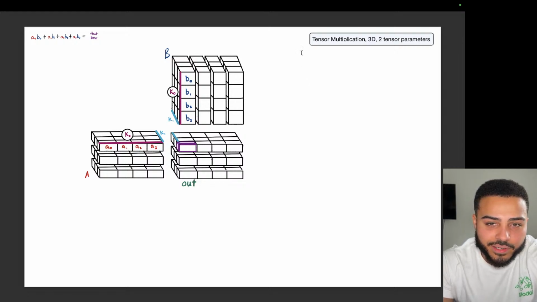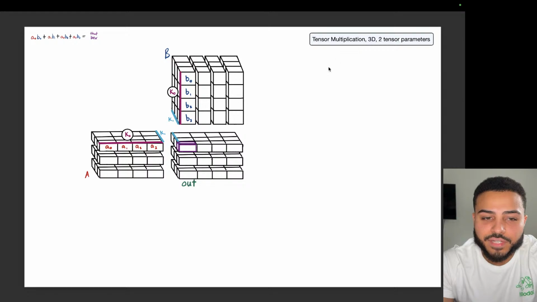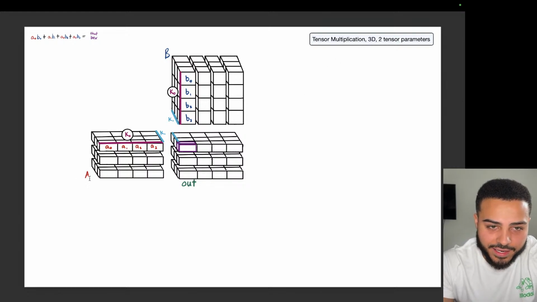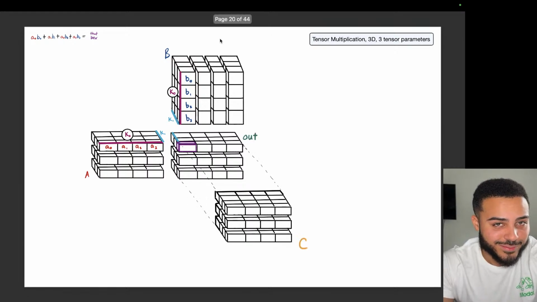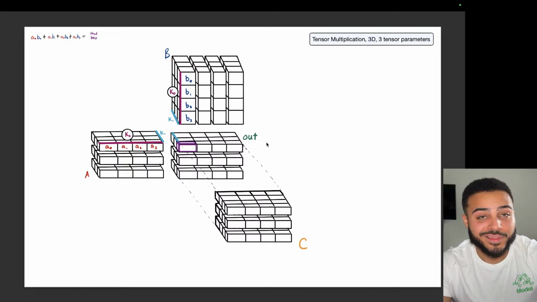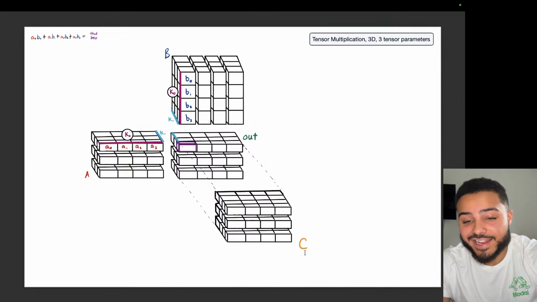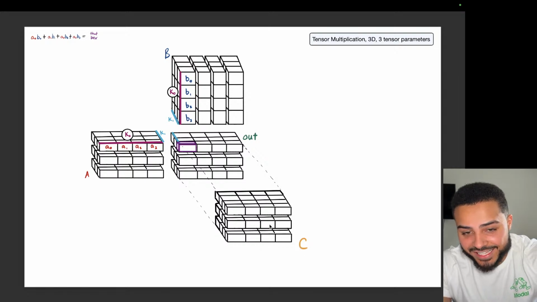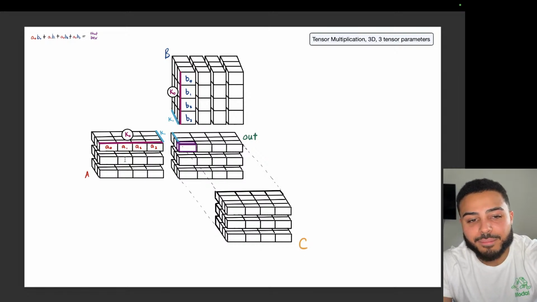and here we are talking about tensor multiplications. Each tensor has 3 dimensions, and there are 2 tensor parameters. There's tensor A and there's tensor B. What if we renamed the output tensor to out, and then we added tensor C that follows the same properties as A and B?